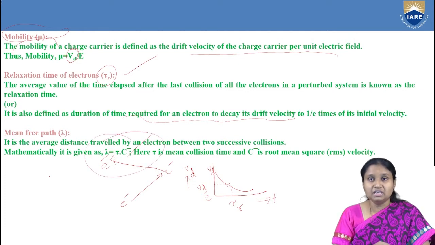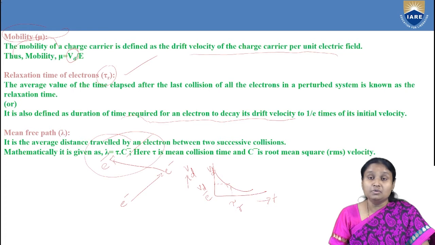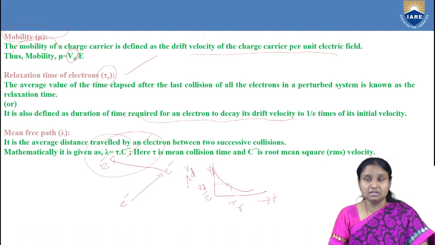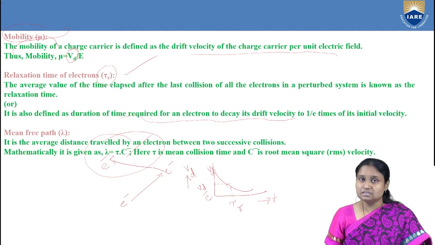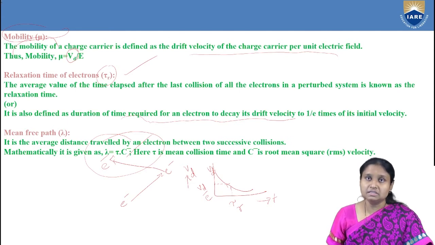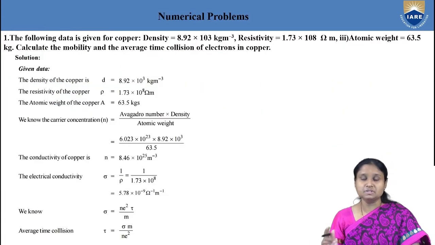And already we have taken this relation. Here, in order to know the mean free path, we should know the collision time, or in order to find the collision time, we should know the mean free path. And of course, C is our root mean square velocity. So by taking all these into consideration, we'll try to take some problems based on these terms.